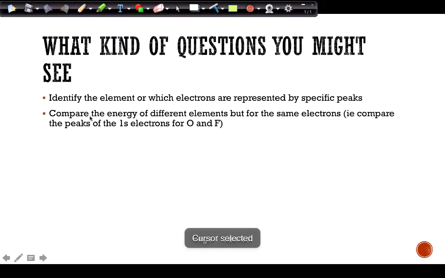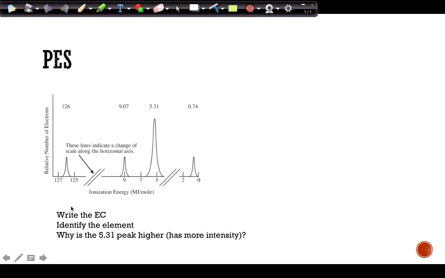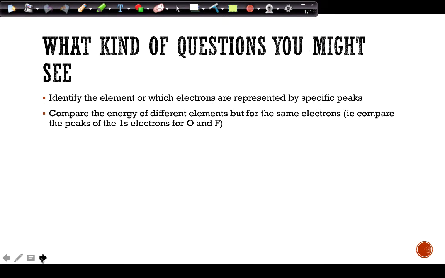Okay, so the questions that you might see would be questions just like you saw here. Identify the element, write out the configuration, which electrons correspond to which peaks. But they might also ask you a question about comparing elements. So which of the 1s electrons will be higher? Basically, if you're comparing oxygen to fluorine and you're looking at 1s electrons, well, they're in the same position.